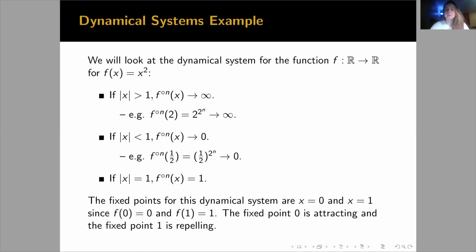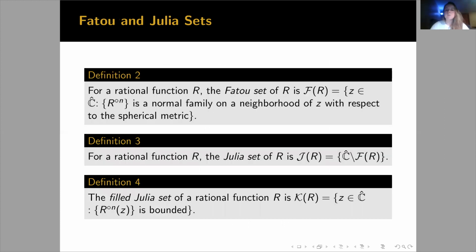The fixed points for this dynamical system are 0 and 1, and 0 is attracting since points close to 0 get closer under f, and 1 is repelling since points just above 1 get larger under f, and points just below 1 get smaller under f, so they get away from 1. Now we'll be working with complex numbers from now on and be using the Riemann sphere as a set for all of our dynamical systems.